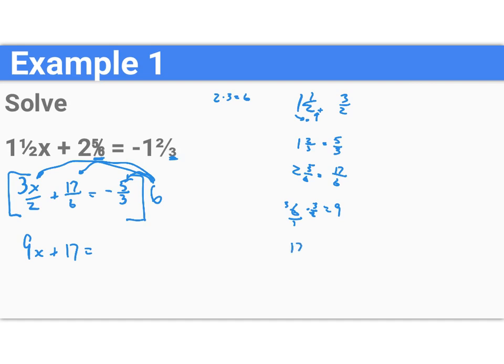How is it 17? Because 17 over 6 times 6 over 1, you cross factor and you got 17 over 1. The right side becomes negative 10. And how is that? 5/3 times 6 over 1. You cross factor. 5 times 2 becomes 10. So now we have a regular equation, which we're now going to solve on the next page.